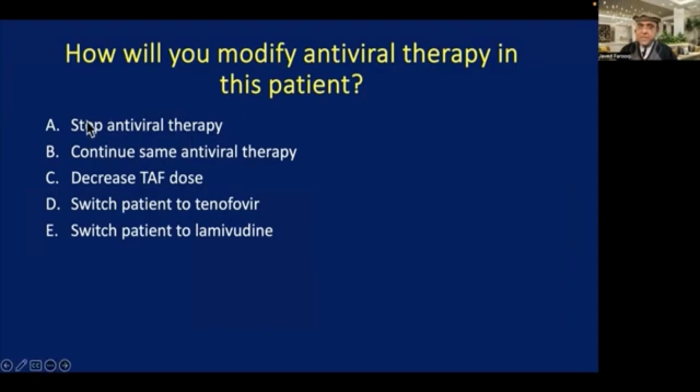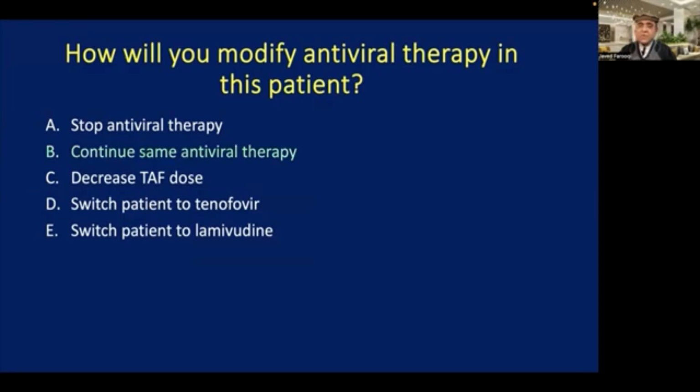Option A, stop antiviral therapy. This lady has developed hepatic encephalopathy, and you stop this antiviral in this patient. Option B, you continue same antiviral therapy. Option C, you decrease TAF dose. Option D, you switch patient to tenofovir. Option E, you switch patient to lamivudine. So, which option will you go for? Write down either A, B, C, D, or E.